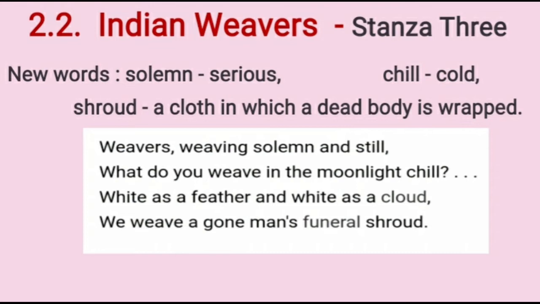In the third stanza, the weavers are sorrowful and silent. The poet asks them, what are they weaving in the cold moonlight? They reply that they are weaving a shroud for a dead person. The shroud is as white as a feather or a cloud. The final stanza of the poem refers to the third stage of human life, that is death. The moonlight chill relates to death. The white color symbolizes that something is colorless or lifeless. This is a sad occasion. The poem begins with life, joy, and hope, and the poem ends with sorrow and death.